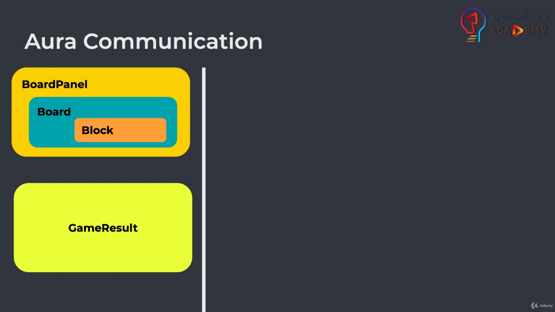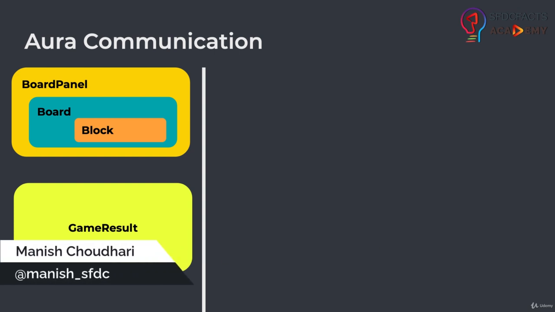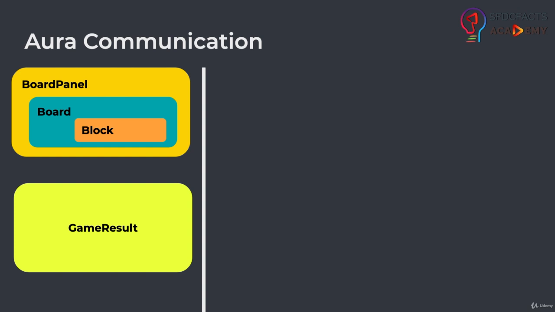So here in our word shuffle game application, we have 4 different custom components. The first one is board panel component. The second one is the board component, which is the child of the board panel component. The third one is the block component, which is the child of board component and grandchild of board panel component. We will have another custom component which we will call game result component, where we will show all our previous games result.